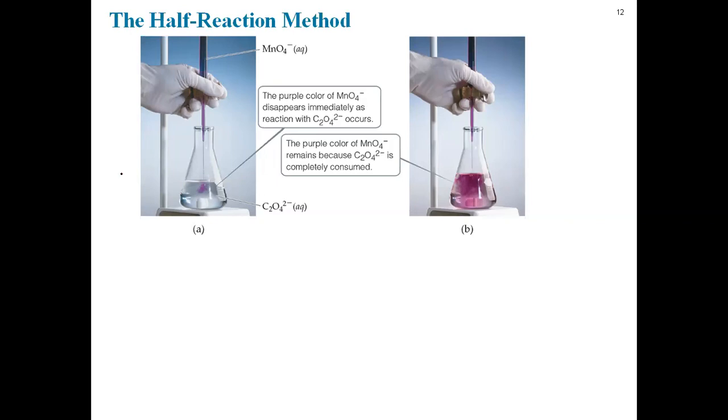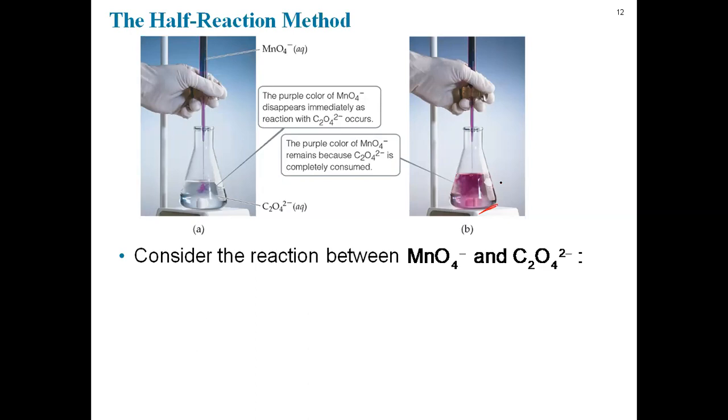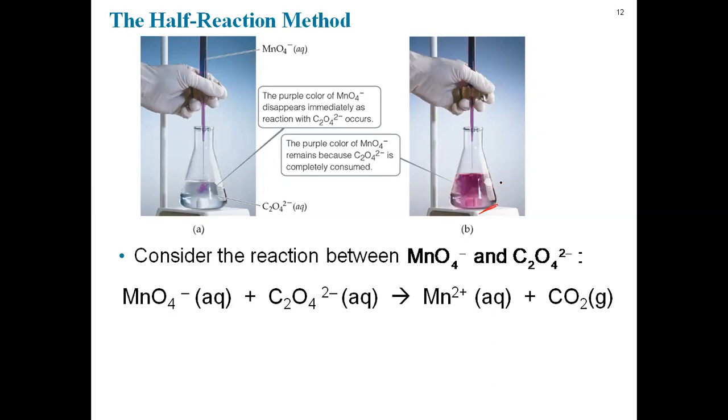But as the reaction goes on and you add more and more MnO4 negative, finally you will use up, or consume, all the C2O4 negative. Therefore, the purple color of the MnO4 negative will stay in the solution, and you know you have reached the equivalence point. So this is the overall reaction between these two reactants, permanganate and C2O4 negative.